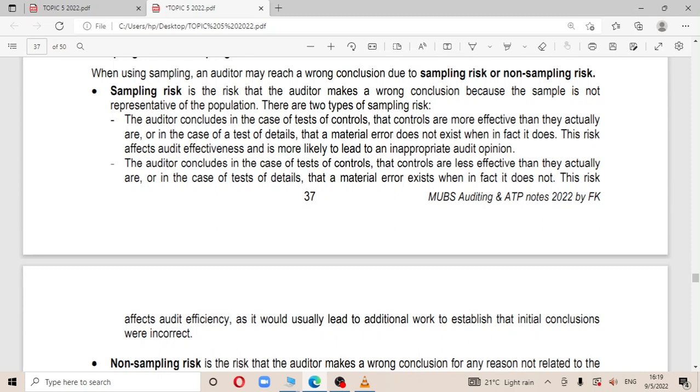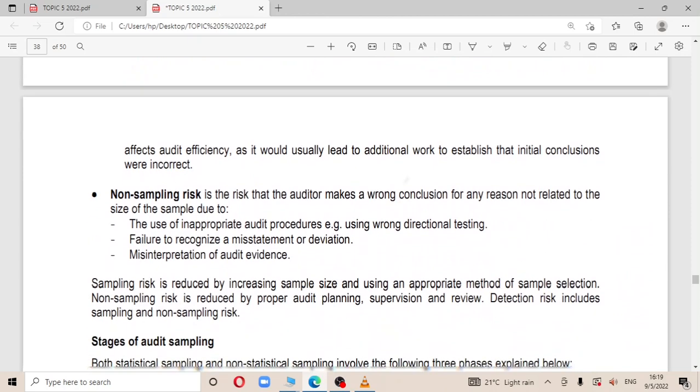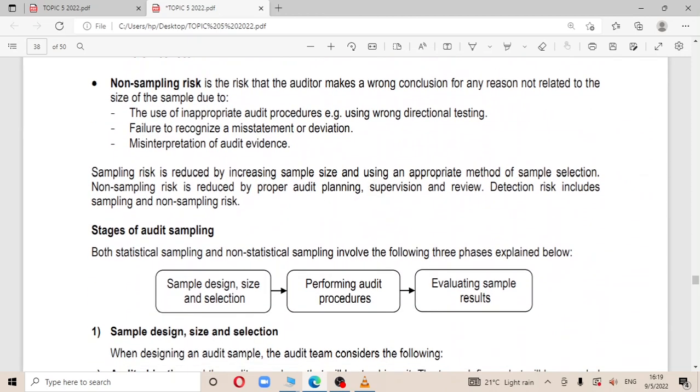Then we have the non-sampling risk. Here you have the correct sample, but again you give a wrong conclusion. This will be due to other reasons. You have selected the right sample, but you again have a wrong opinion. So, for example, inappropriate audit procedures, for example, if you don't recognize a misstatement, and also misinterpretation of the evidence. So, you should always avoid these risks, the sampling risk arising from the wrong sample you've used, or the non-sampling risk, which is from other factors.